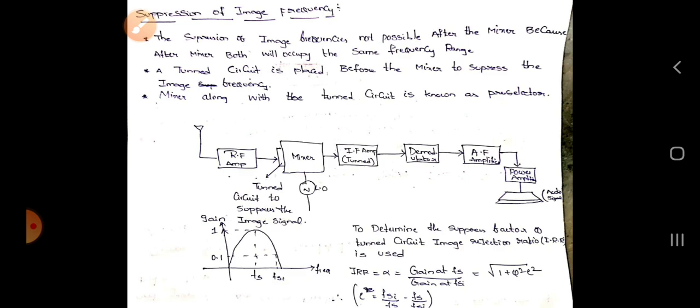Also, the image rejection ratio has a mathematical formula, that is alpha is equal to the square root of 1 plus Q square into rho square, where Q is nothing but the quality factor of the tuned circuit, and rho is nothing but Fsi divided by Fs minus Fs divided by Fsi, where Fsi is nothing but the image frequency and Fs is nothing but the tuning frequency.